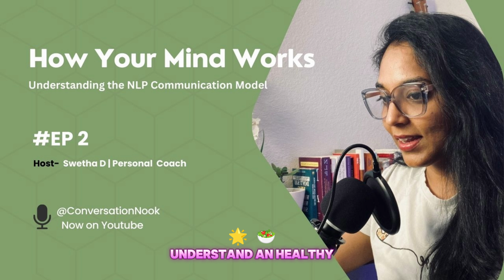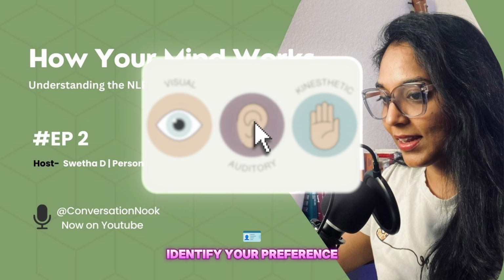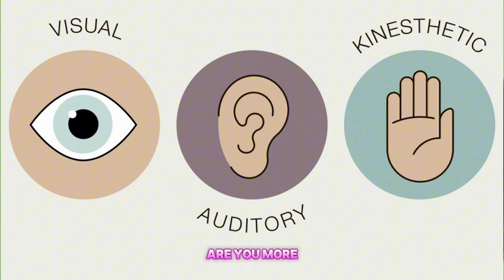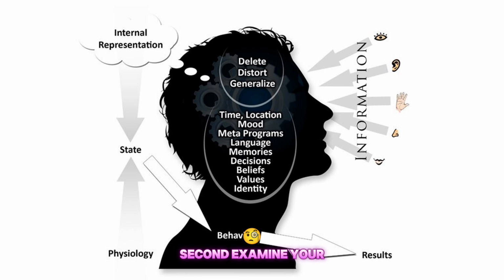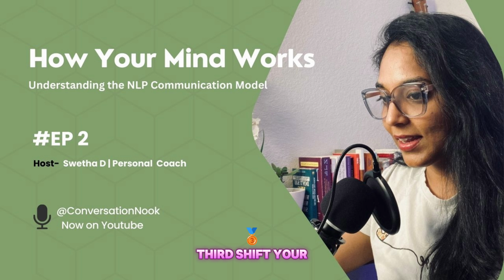Now that you understand the NLP communication model, how can you apply this knowledge in your real life, particularly when you feel misunderstood or react strongly? First, identify your preference. Are you more visual, auditory, or kinesthetic in how you experience the world? Second, examine your filter. Reflect on your beliefs and values. Third, shift your filters for a better perception. Recognize limiting beliefs or negative filters and consciously, consistently shift them to more empowering ones.